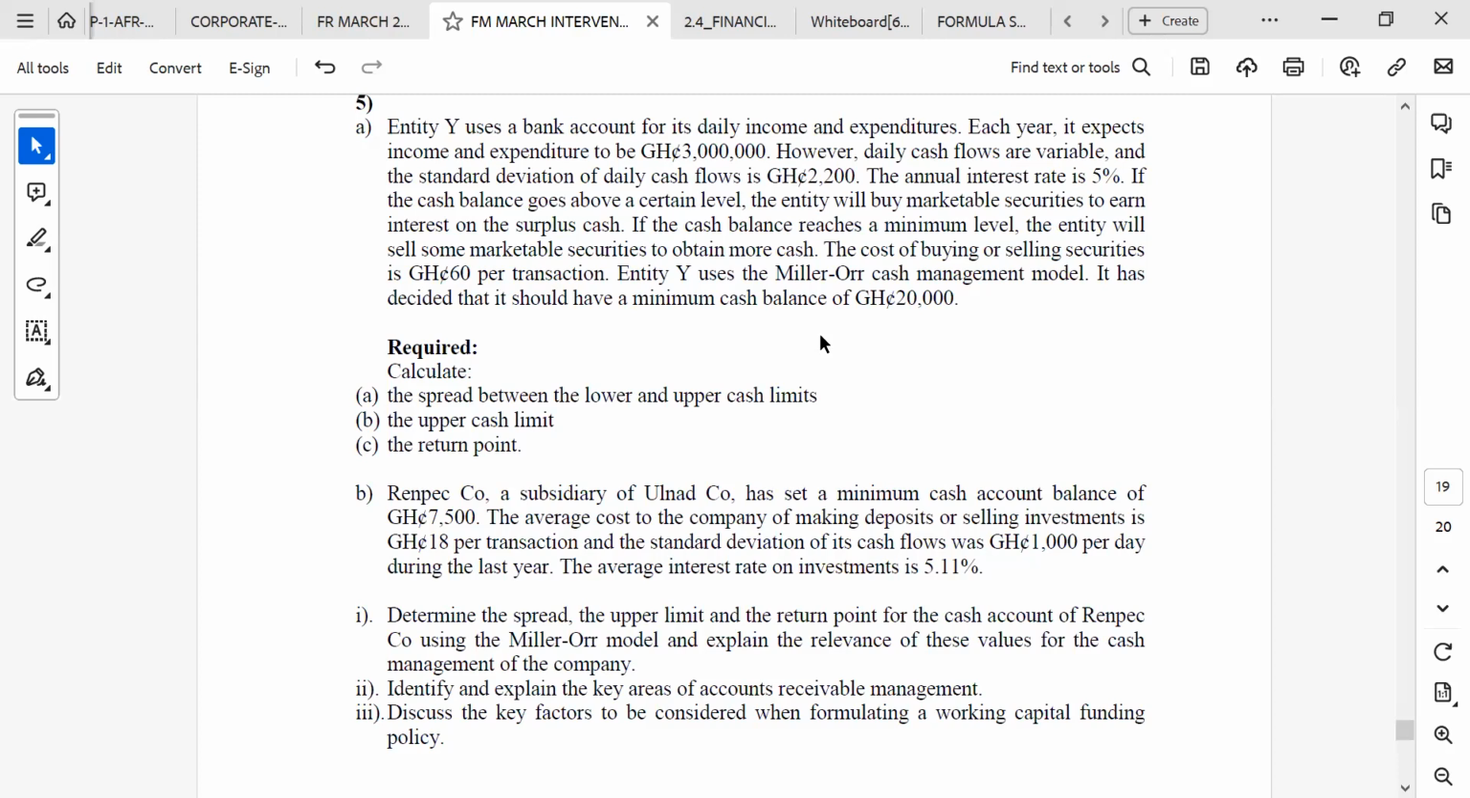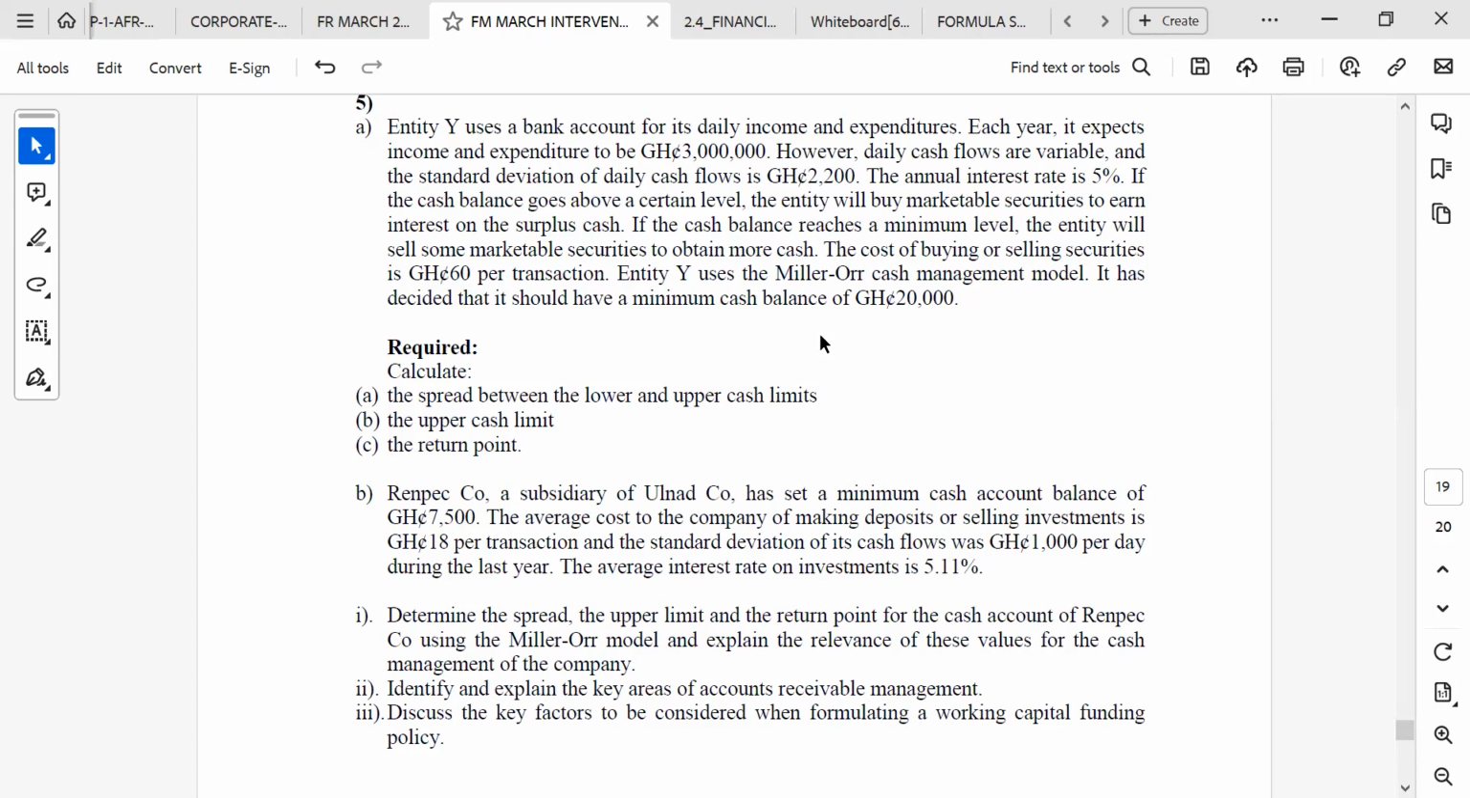Calculate A, the spread between the lower and upper cash limits. B, the upper cash limit. C, the return point. So this one they have examined like 2 times already, and they can still bring it. It's very simple. They'll always examine the Miller-Orr. The Baumol model is just like the economic order quantity, so they don't really examine that one.